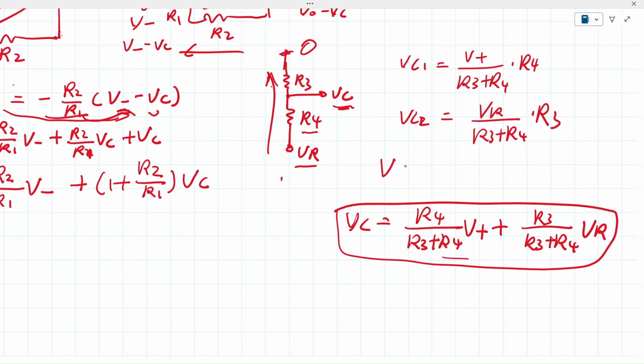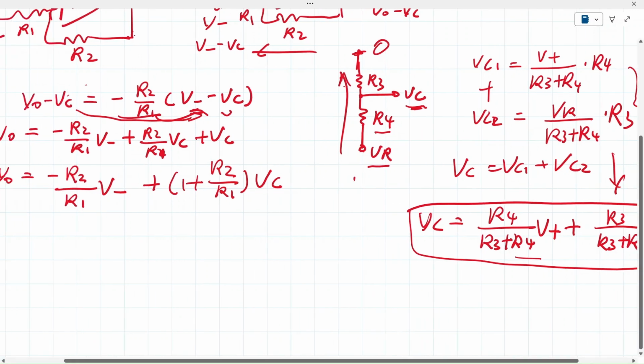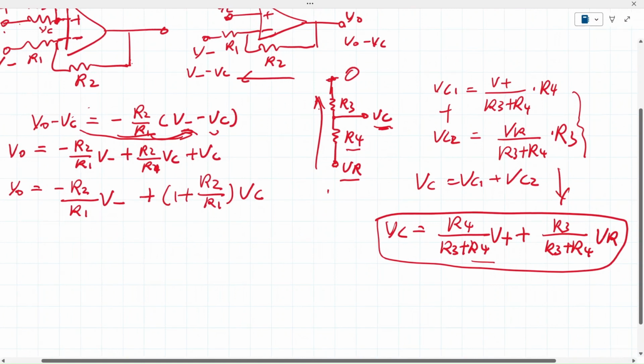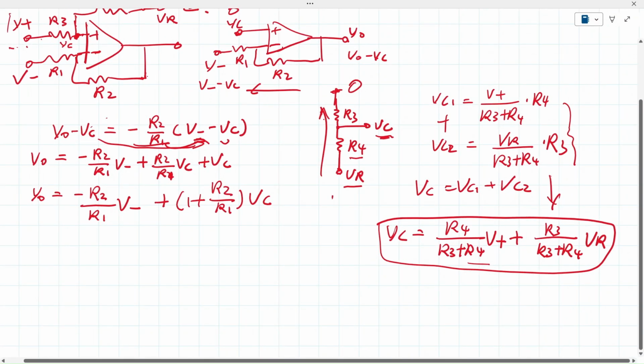Then we can combine these two: VC equals VC1 plus VC2. If you look carefully, this is exactly the same formula. So there are many ways to figure this out. But once we know the VC, we can plug the VC back into the equation here.